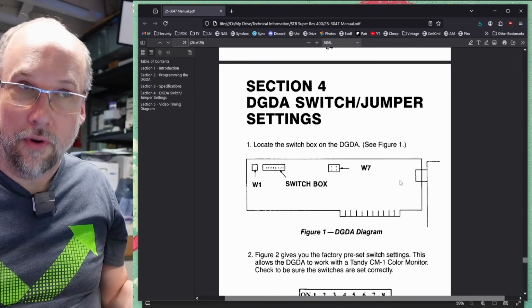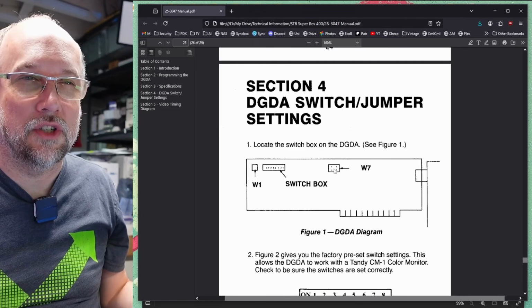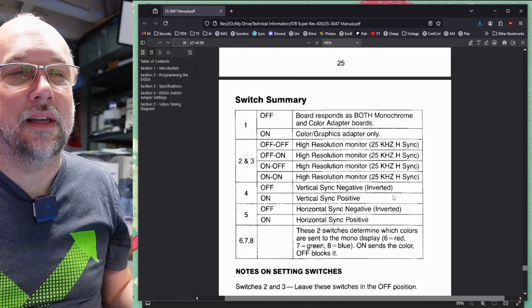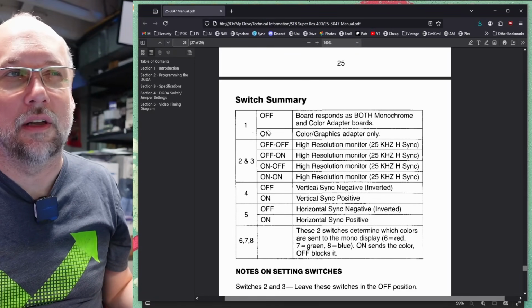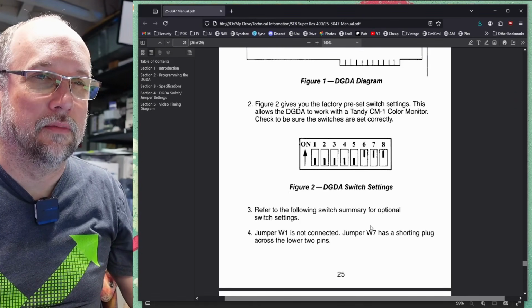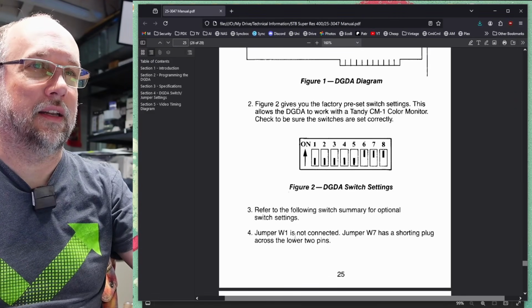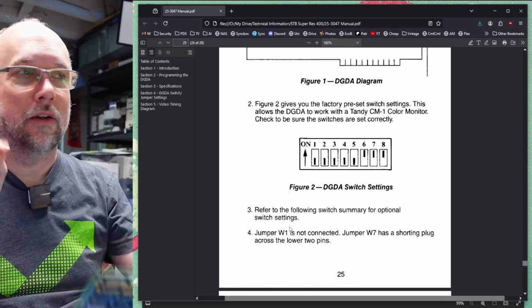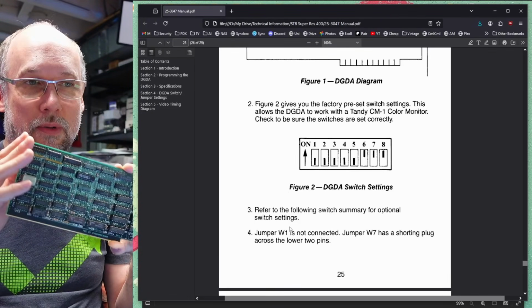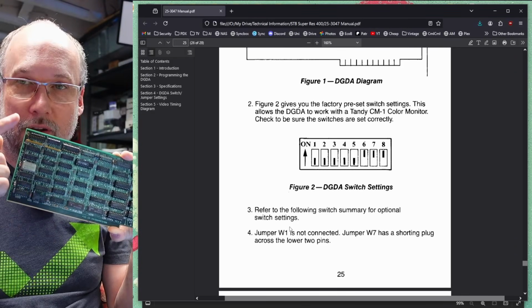And then going down a little further, we actually have a little bit of information talking about the jumper blocks and the switches that are on here. Now, there is some information that is incorrect. As far as I'm aware, all of this stuff is fine with the switch summary, which we've already looked at. But what is wrong is item 4 here. Jumper W1 is not connected. That's this one up in the corner right here. It is absolutely connected. And on this board, if you're going to operate this in normal mode, you need to have no jumper installed on W1.